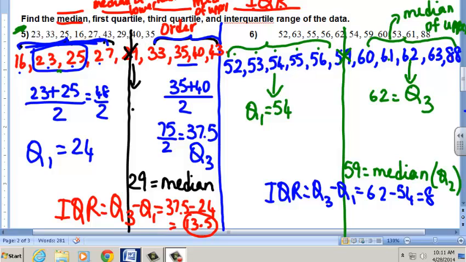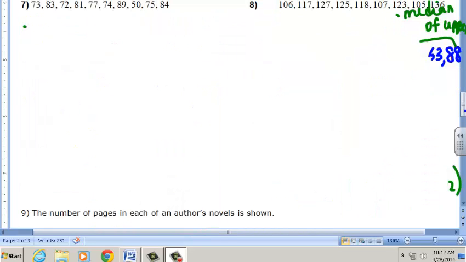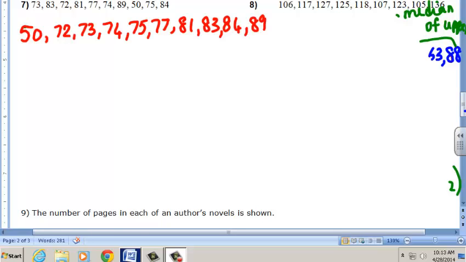I'm going to show you one more example and then let you figure out the rest on your own. By the way, you can use a calculator, so please go ahead and use a calculator if you have to find the mean or the median or the interquartile range. All right, let's do problem 7.